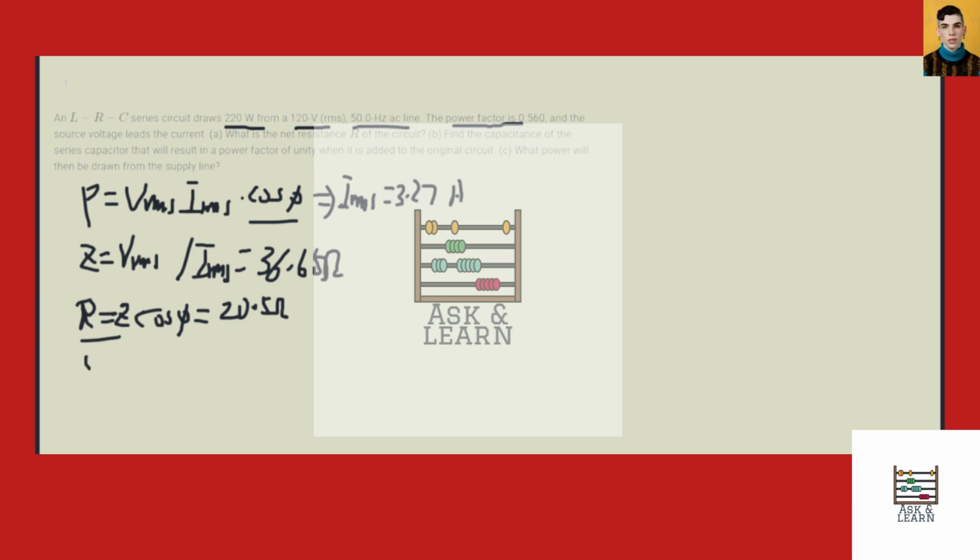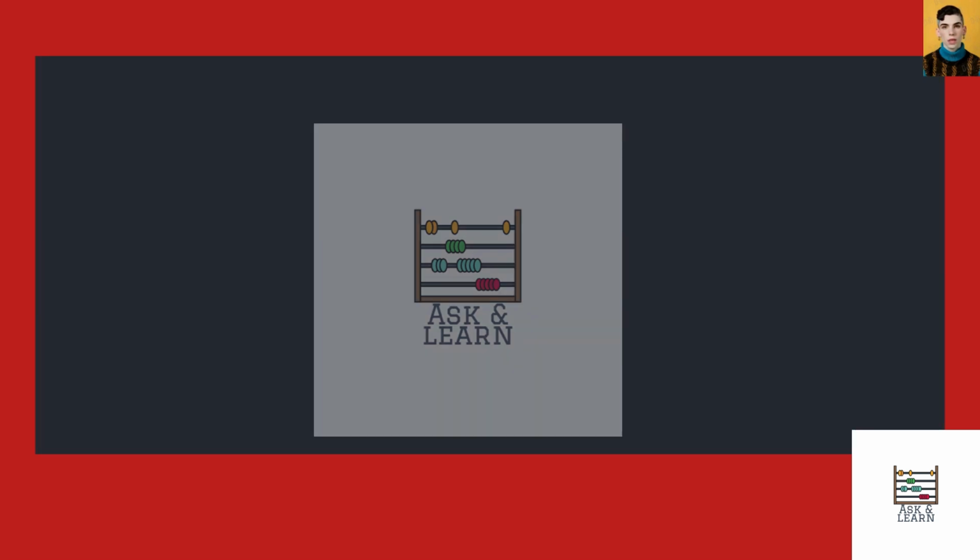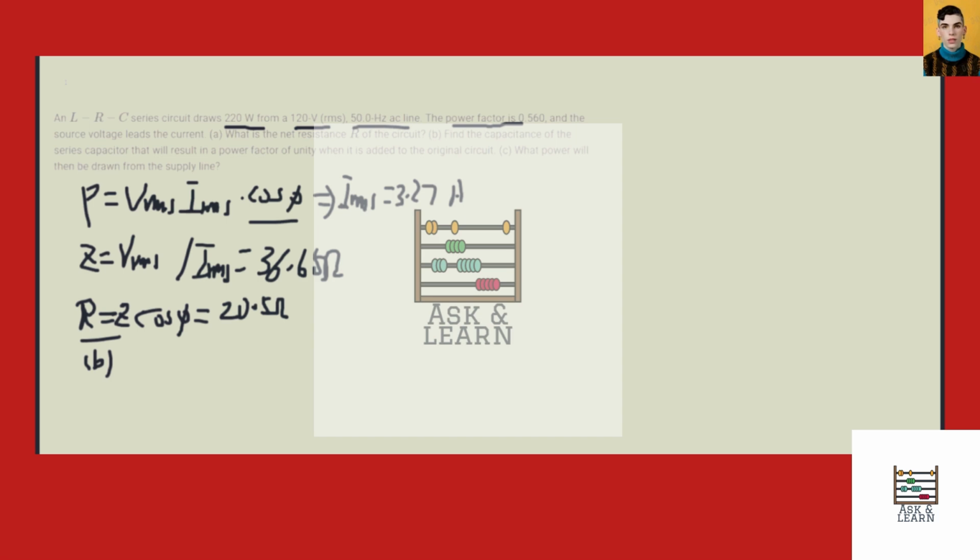And part B, we want to find the capacitance of the capacitor that results in a power factor of unity when it is added to the original circuit. It means that we add another capacitor into the circuit so that the power factor becomes unity.